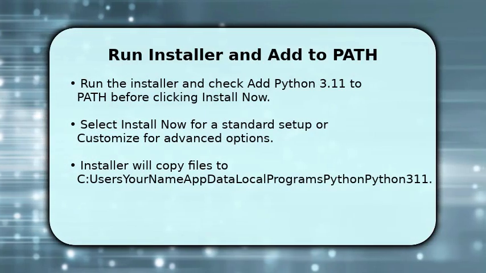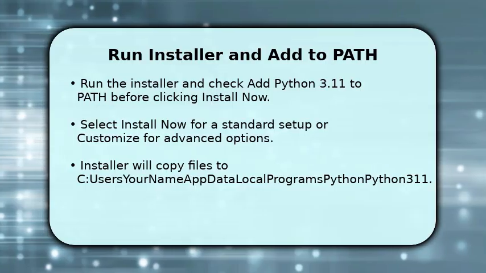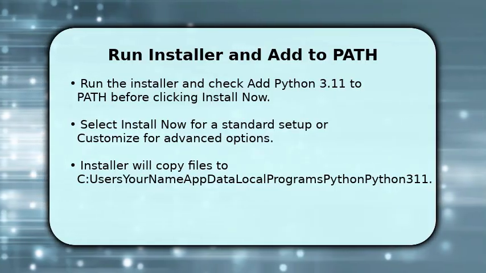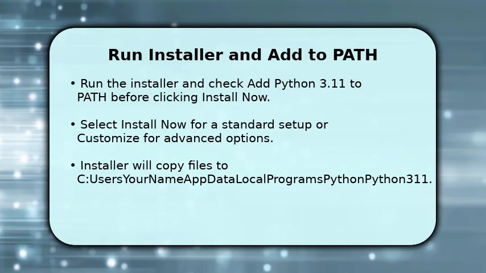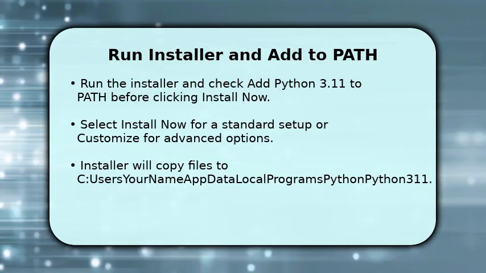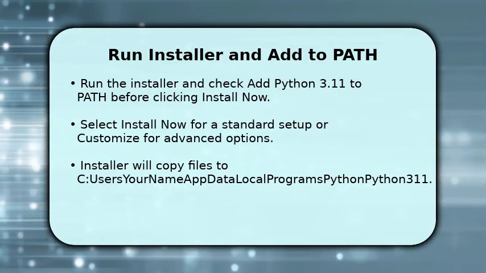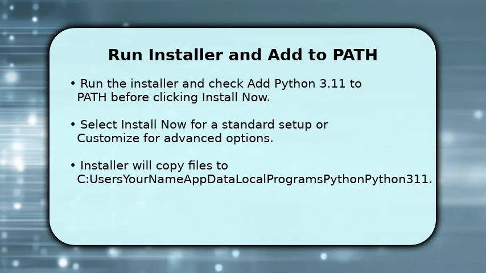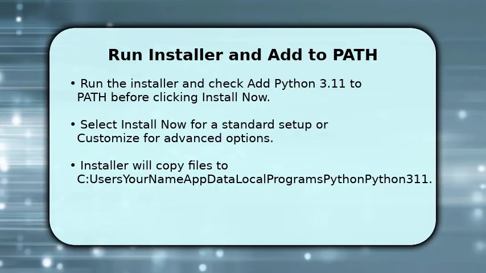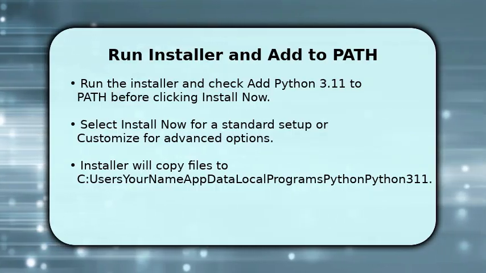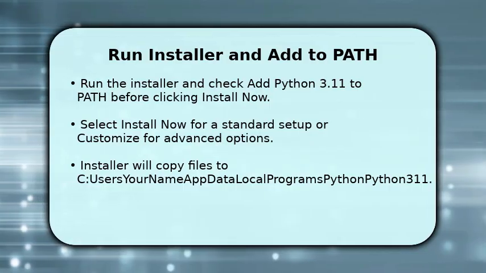Locate the downloaded installer in your Downloads folder and double-click it. In the installer window, check Add Python 3.11 to PATH at the bottom before continuing. Click Install Now for a standard setup that includes pip and the py launcher. If you need a custom location, choose Customize Installation and set paths and features manually.